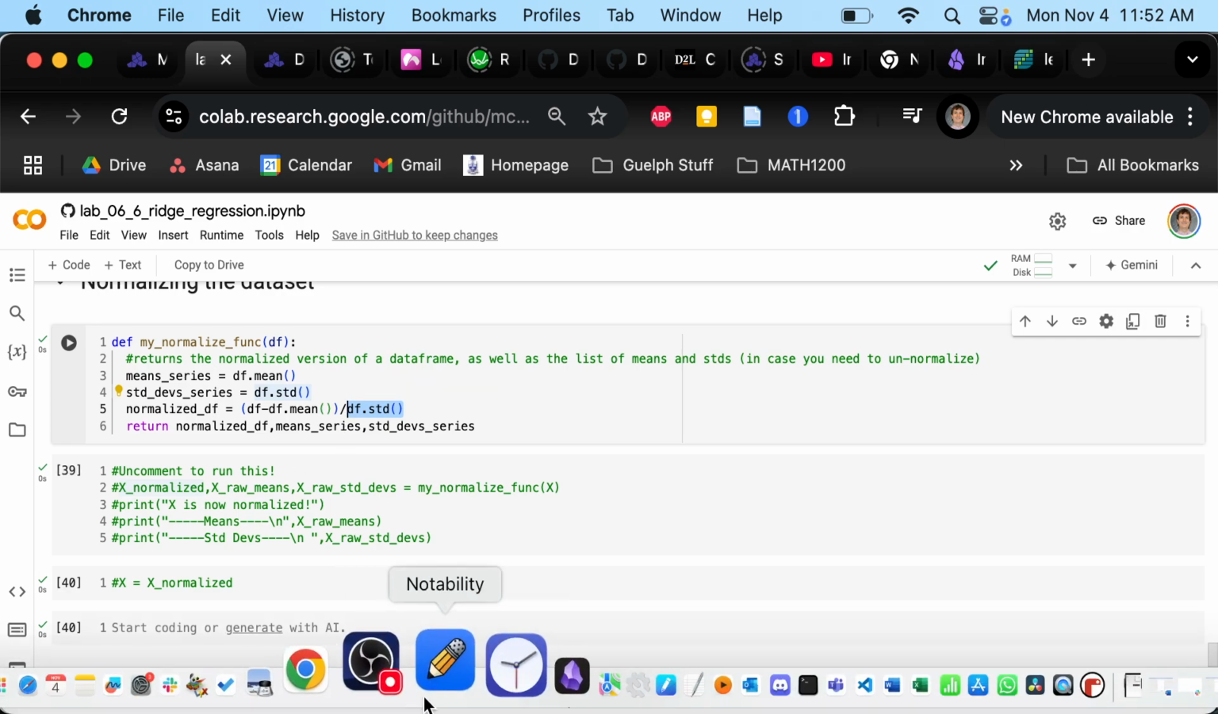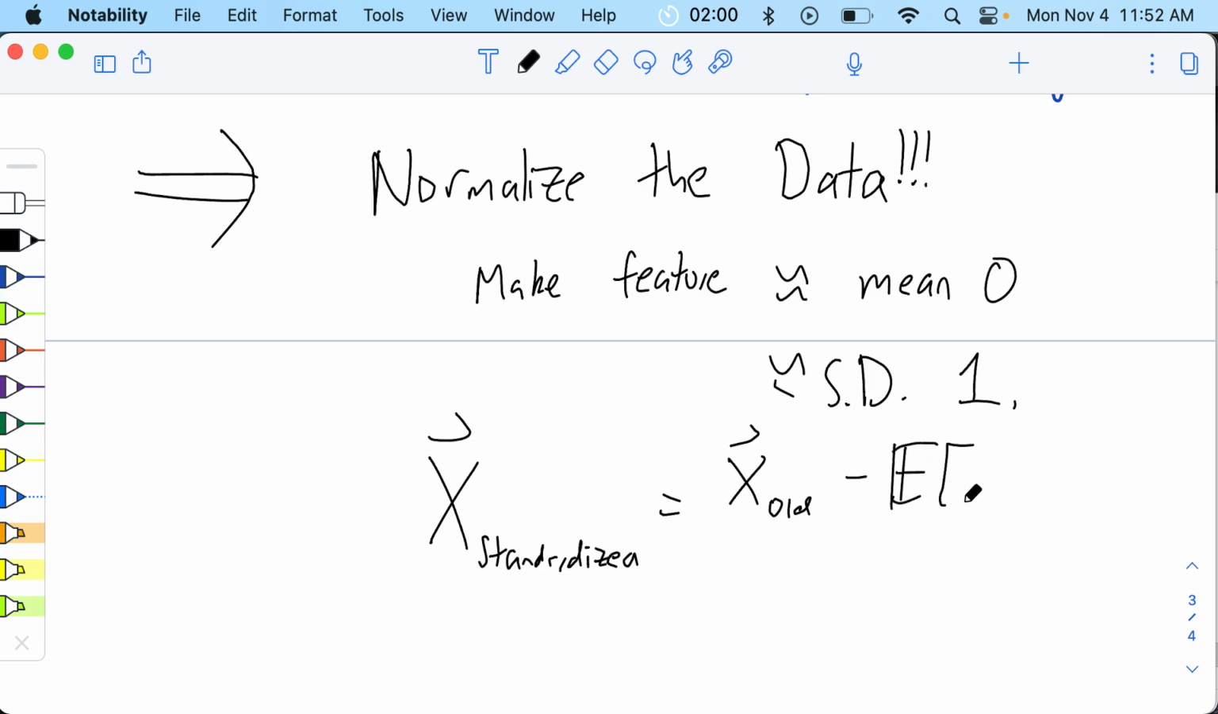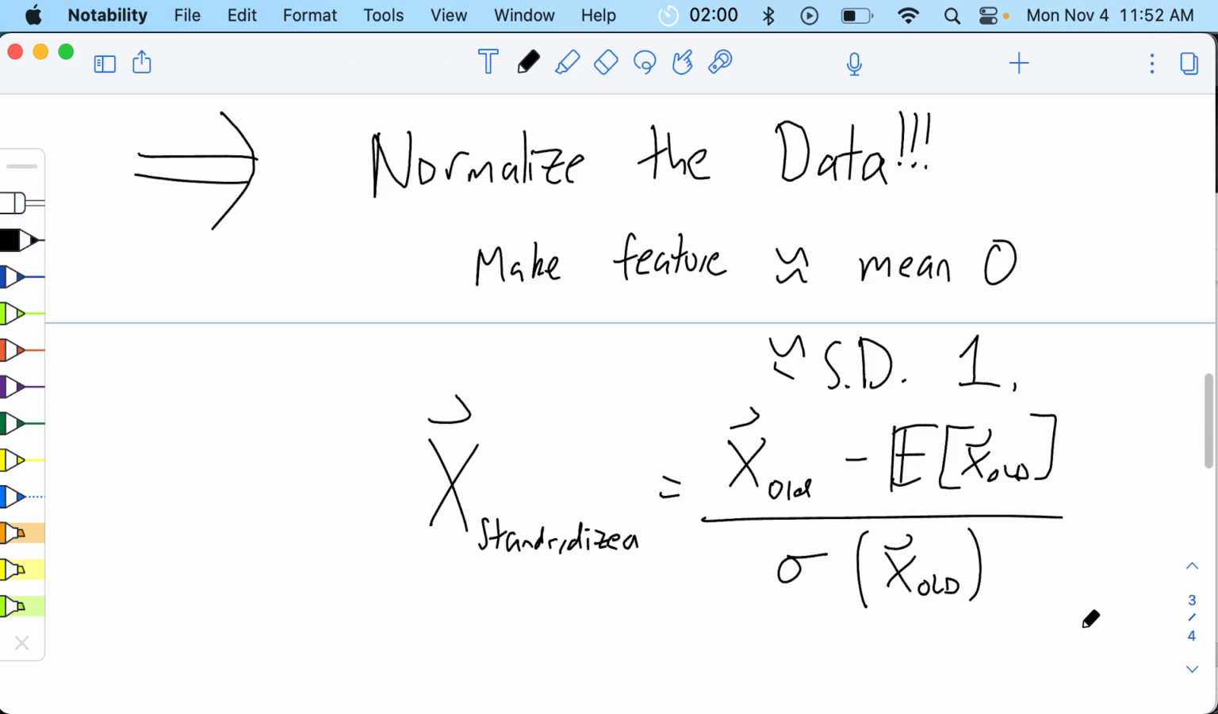Let's write this down in math. So the x standardized, as like a sort of a vector, is equal to the x original, I'll call it x old, minus the mean of x old, divided by the standard deviation of x old. Okay? If you do that by subtracting the mean, you make it mean 0. By dividing by the standard deviation, you make the new standard deviation 1.